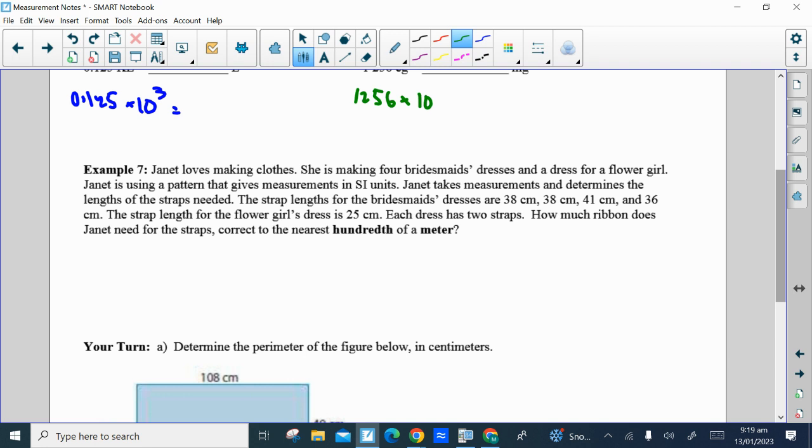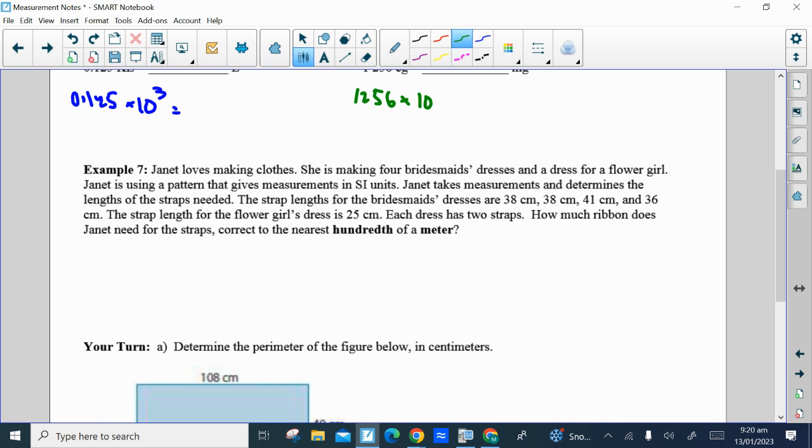The straps for the bridesmaids' dresses need to be 38, 38, 41, and 36 centimeters, and for the flower girl's dress, 25 centimeters. Remember, each dress would have 2 straps. How much ribbon does she need for all of the straps to the nearest hundredth of a meter?